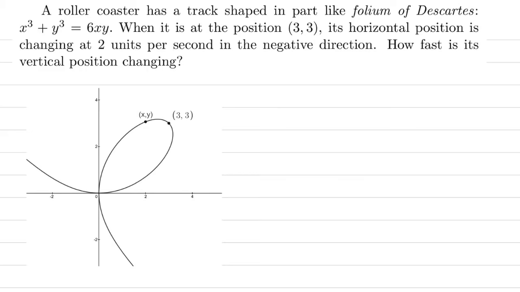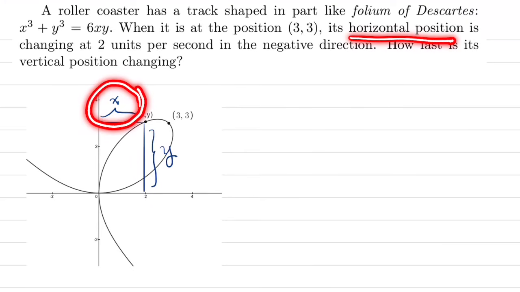Okay, so let's observe this. Make a line from this point going down, this point going here. What is the measure of this? Yes, that is y. And the measure of this is x. So, hence, the horizontal position is x, while the vertical position is y. Okay? So we can now answer this problem.